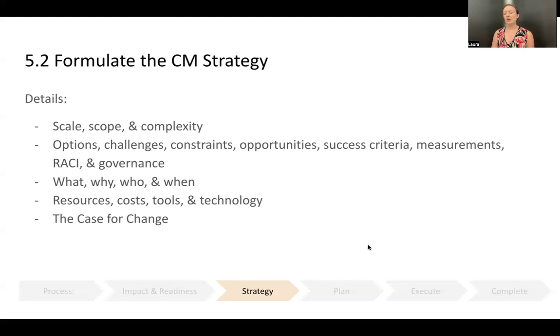It may also include resource and other cost requirements for the change program, such as tools or technology solutions used by the change team, marketing communication materials, or events.